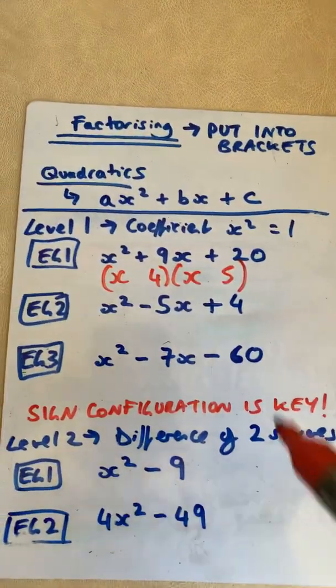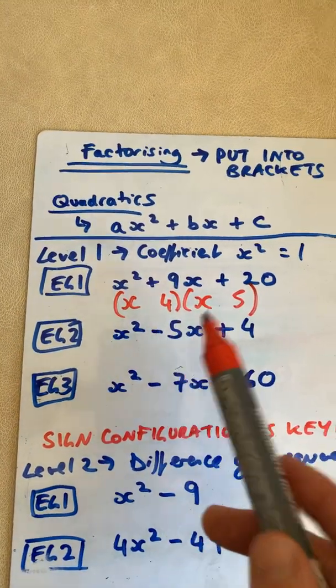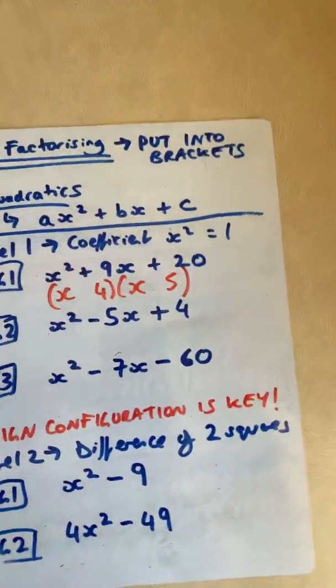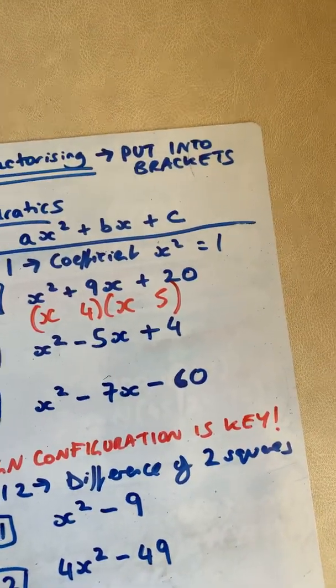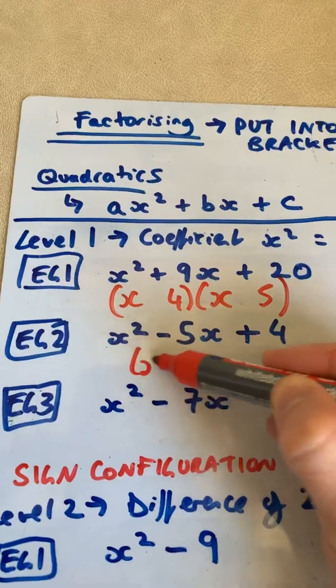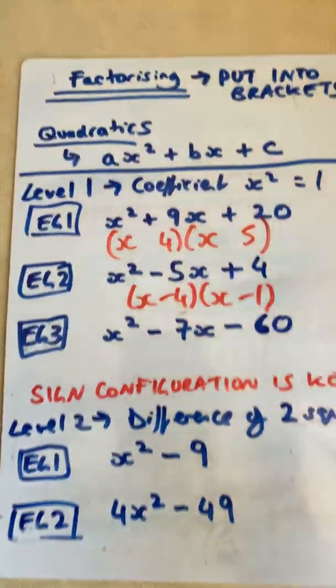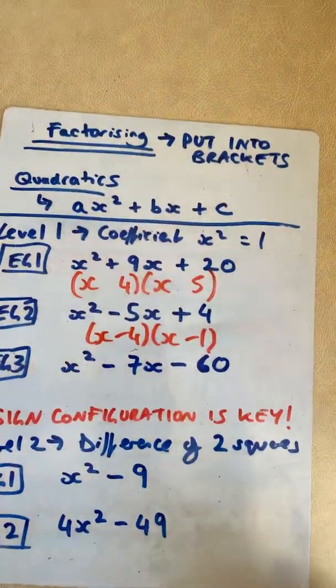For the next one, same thing. I'm looking for factors of 4 which add up to give minus 5. Now what I'm thinking there, factors of positive 4 which add up to give minus 5. Yeah, it's minus 4 and minus 1, isn't it? So I will put the signs into this one, but we're going to talk about signs a little bit more in a minute. Just quickly for that top one, I'll go back and finish that one now.